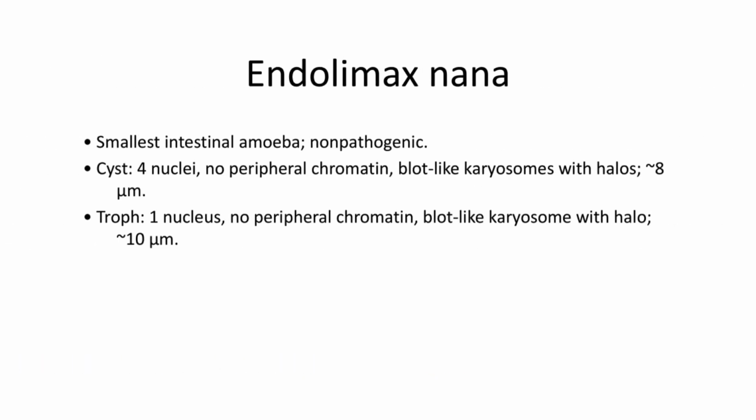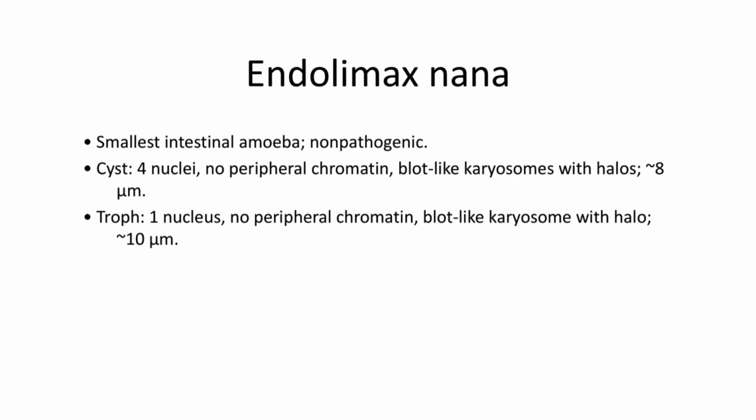Endolimax nana is the smallest intestinal amoeba and is non-pathogenic. Its cyst contains 4 nuclei, lacks peripheral chromatin, and has blot-like karyosomes. A clear halo can be seen around the karyosomes. The cyst size is about 8 micrometers, making it the smallest amoeba. The trophozoite contains 1 nucleus with no peripheral chromatin and a blot-like karyosome surrounded by a halo. It measures about 10 micrometers.